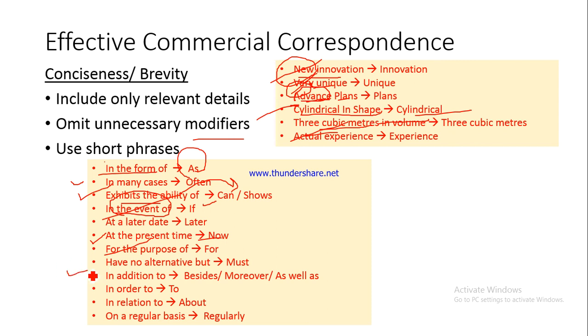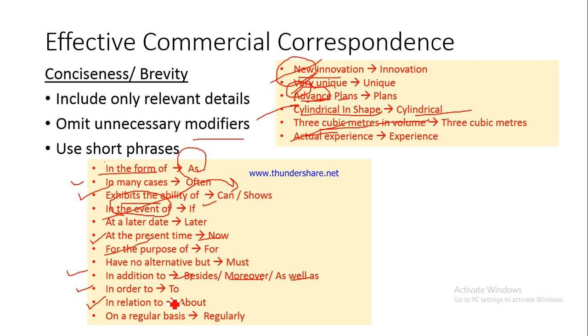In addition to, you can write besides. This is a shorter phrase, or moreover, or as well as. In addition to studying hard, he also plays football. You can write besides studying, he also plays football. So you have made your sentence shorter. In order to achieve success, you have to work hard. Rather than writing that, I can say to achieve success, you have to work hard. So this is how you can reduce the length of the sentence.